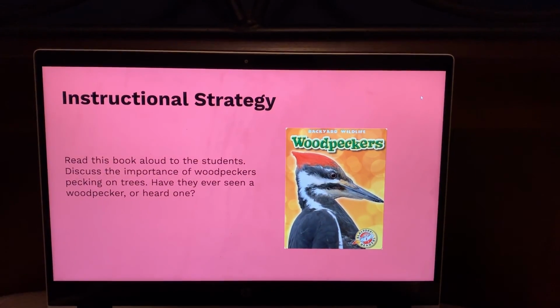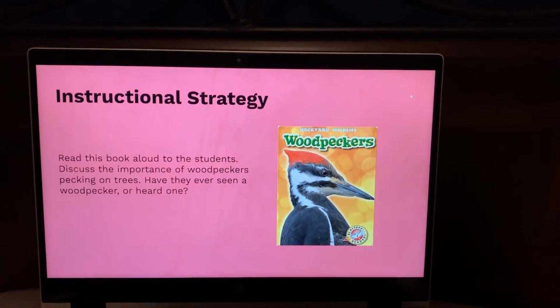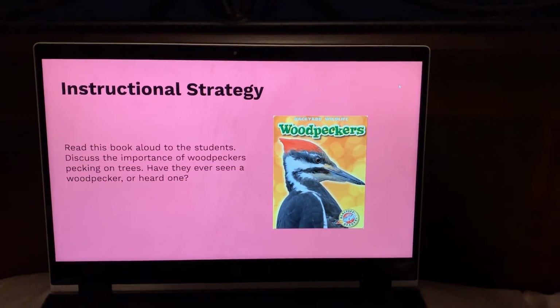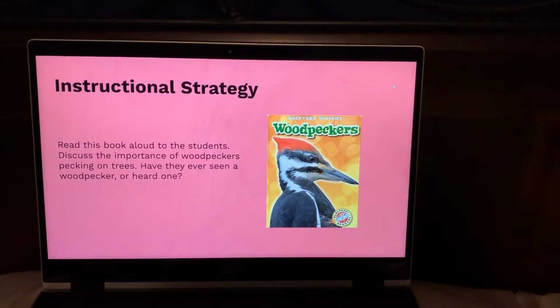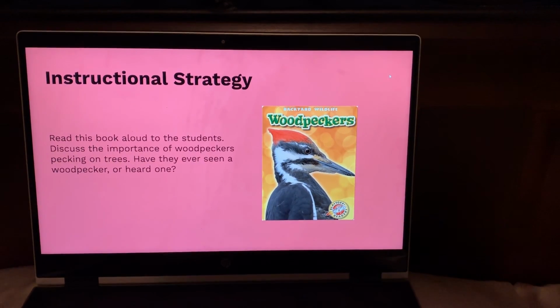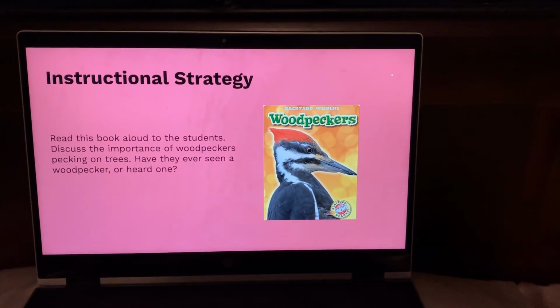Okay, and the instructional strategy, this is a little bit more of a detailed book on woodpeckers. So this would be a good one to read to the class out loud and then have them discuss the importance of woodpeckers pecking on trees. And then ask them if they've ever seen a woodpecker or if they've even ever heard one.